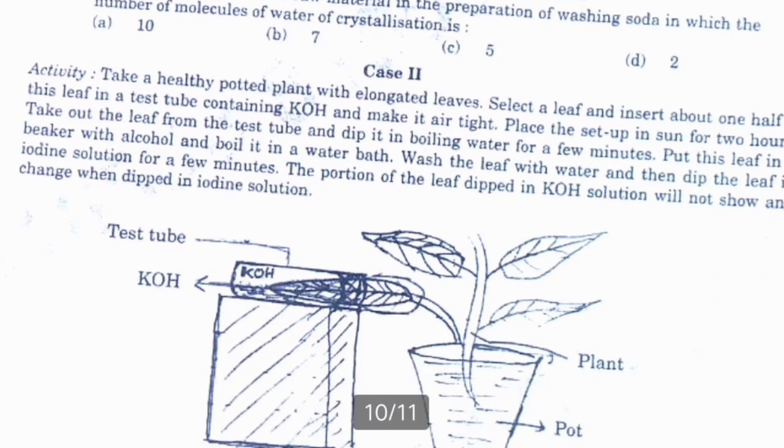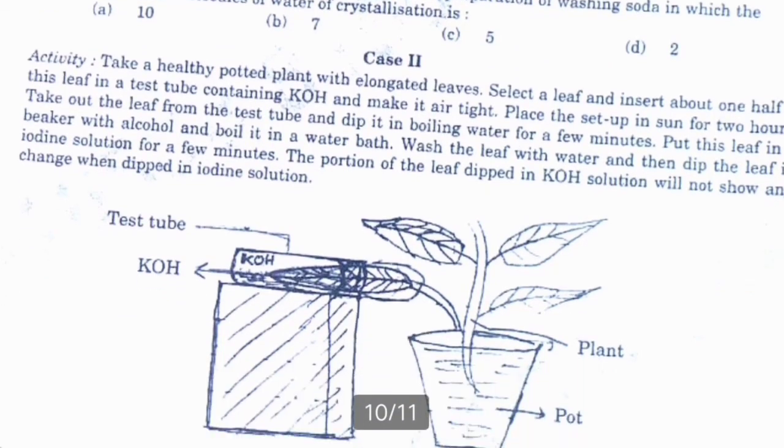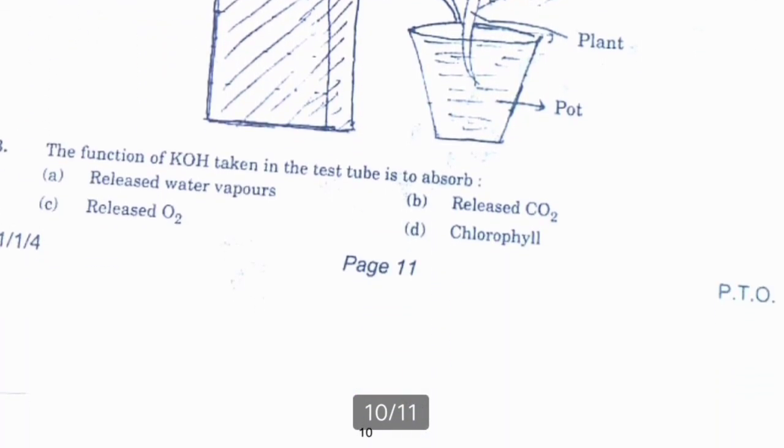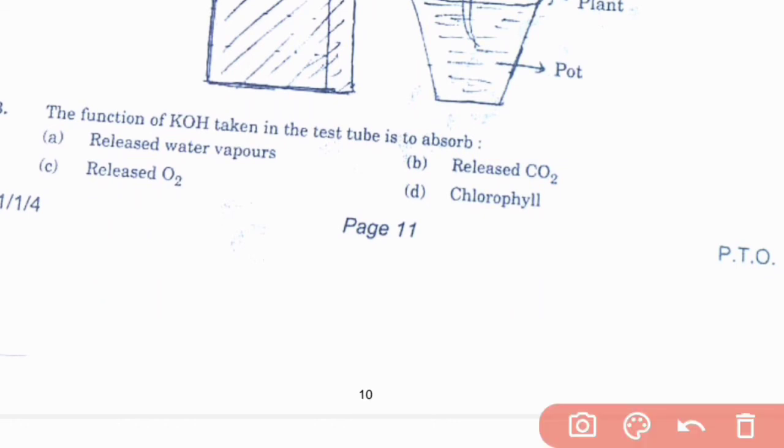Next we have a second case study, which is based on activity. So question number 53rd: the function of KOH taken in the test tube is to absorb option A: water vapors, B: CO2, C: O2, D: chlorophyll. So option number B is the correct, that is CO2.